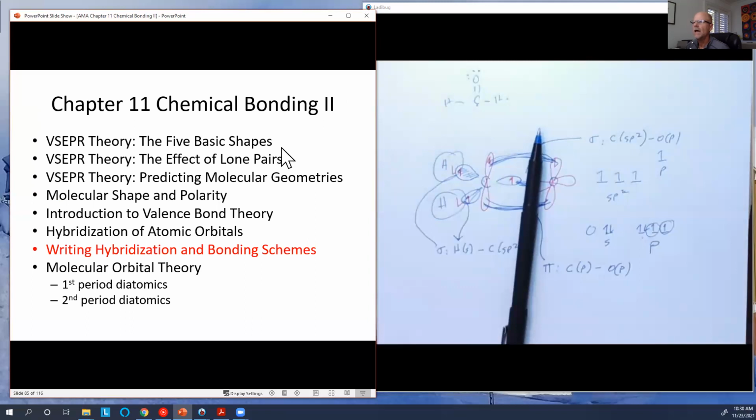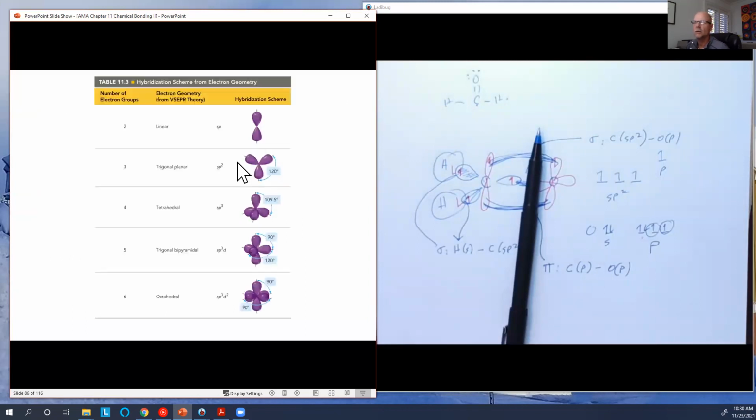All right, so how do we write these hybridization and bonding schemes? How do you decide what gets hybridized and what doesn't? So we're going to use a simple rule. When you really do valence bond theory in detail, you would actually calculate the energies of each of the atoms and their electrons to determine what gets hybridized and what doesn't. What we're going to do is just say, okay, central atom or interior atom is always hybridized. Terminal atoms are never hybridized, right?